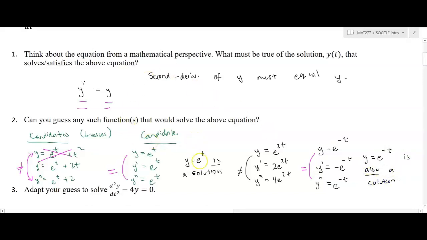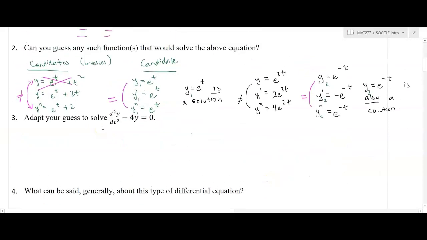Now, to keep these distinct, because I want to refer to these as different solutions, perhaps I'll call this one y1, and this will be y1, y1 prime, y1 double prime, and we'll call this y2, y2 prime, y2 double prime. That way I see I have two solutions. One interesting thing that we'll notice is that with second-order differential equations, we will have two solutions. And this is a very common feature.